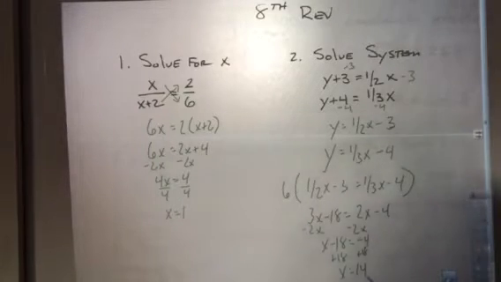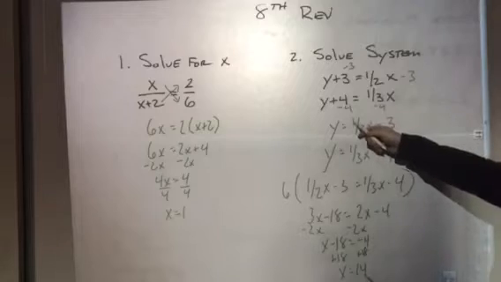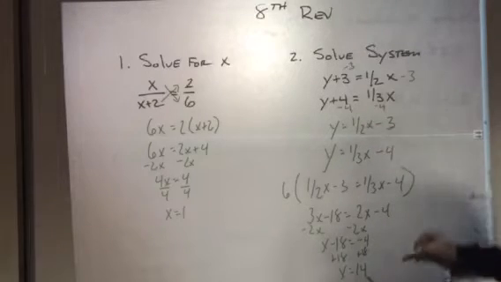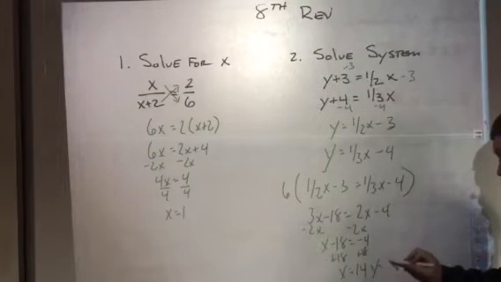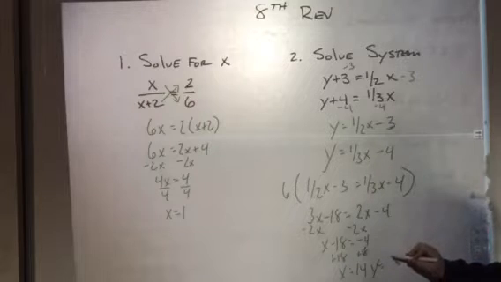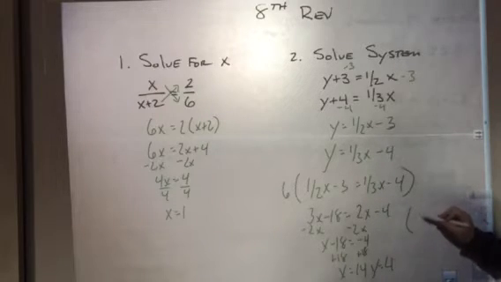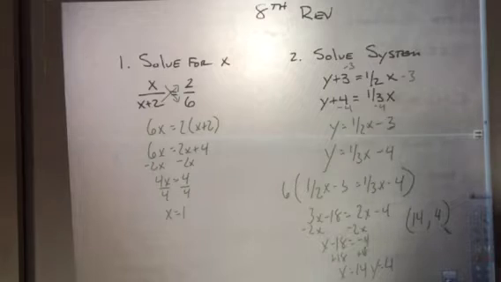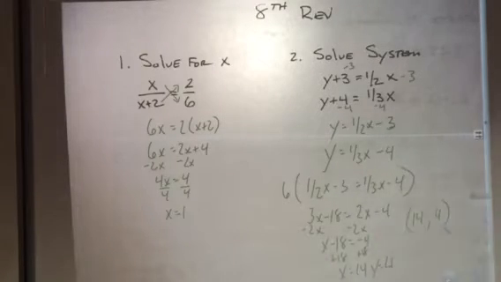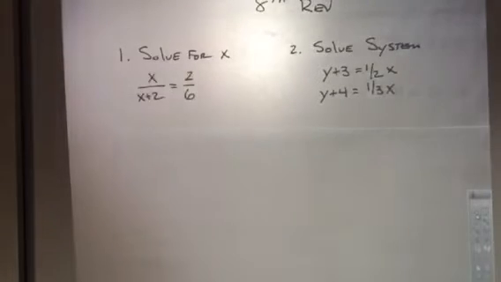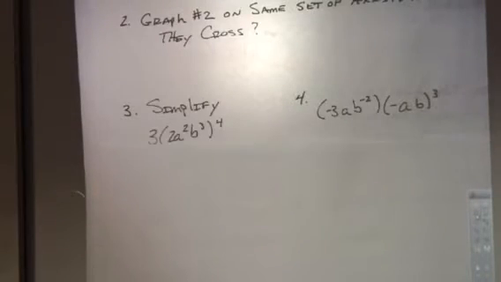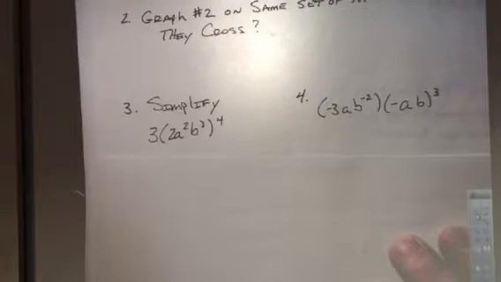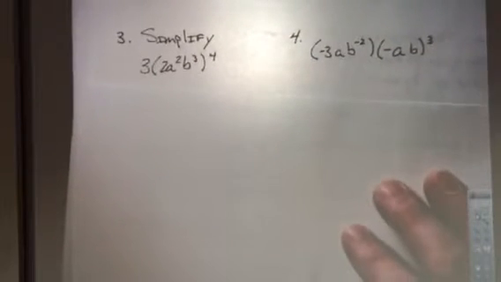But remember, we need a y. So if I plug it in here, 1/2 times 14 is 7, minus 3 is 4. So y is equal to 4. So that means these lines will cross at (14, 4), okay, for that point. That was for number 2. So let's take a look at number 3 and 4.